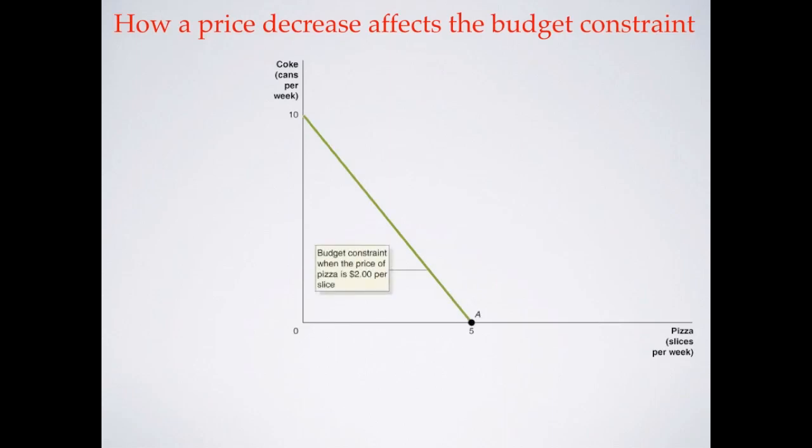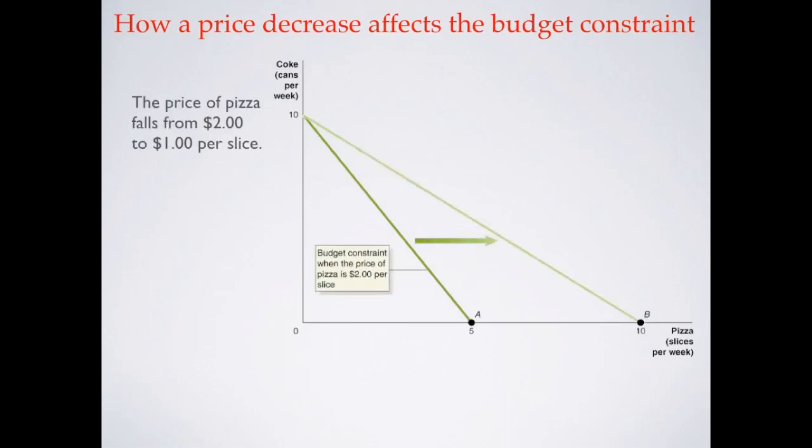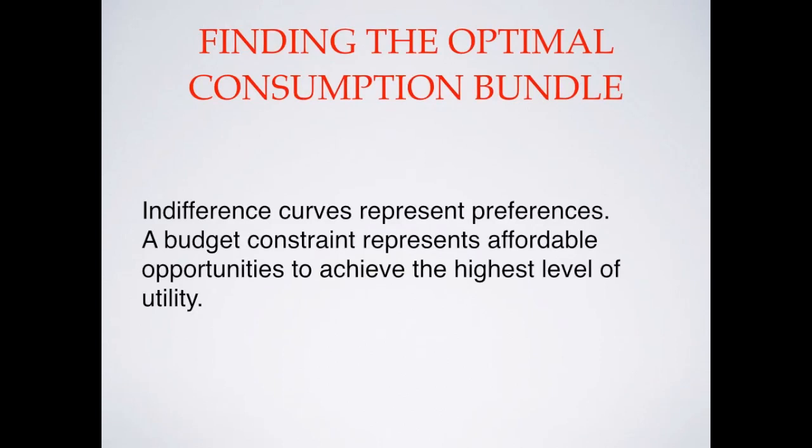When the price of pizza falls from $2 per slice to $1, Deegan can now buy 10 slices of pizza per week rather than 5 in his constrained budget. At the same time, he can still afford 10 cans of Coke per week. The budget constraint rotates out along the pizza axis to reflect this increase in his purchasing power. The slope of the budget constraint is the rate of exchange between two goods. A decrease in the price of an item causes the budget line to rotate outwards. This generates a new consumer optimum at which the individual chooses to consume more of the items.